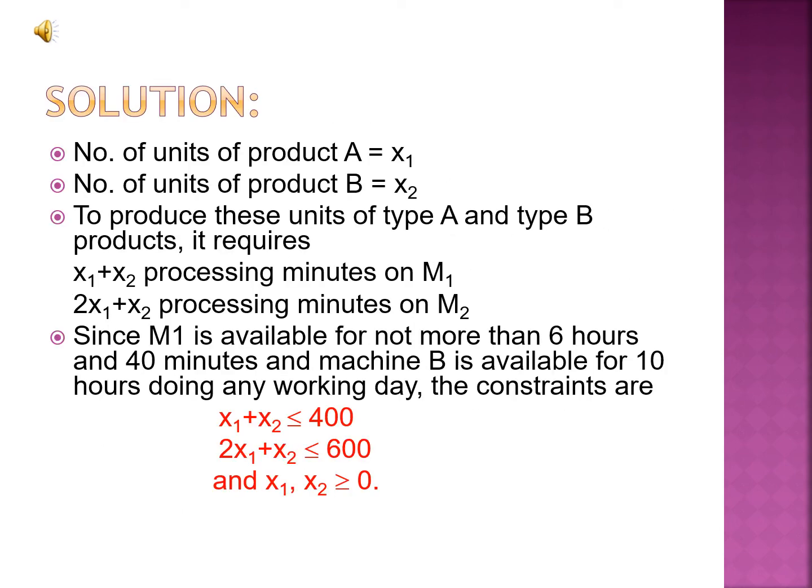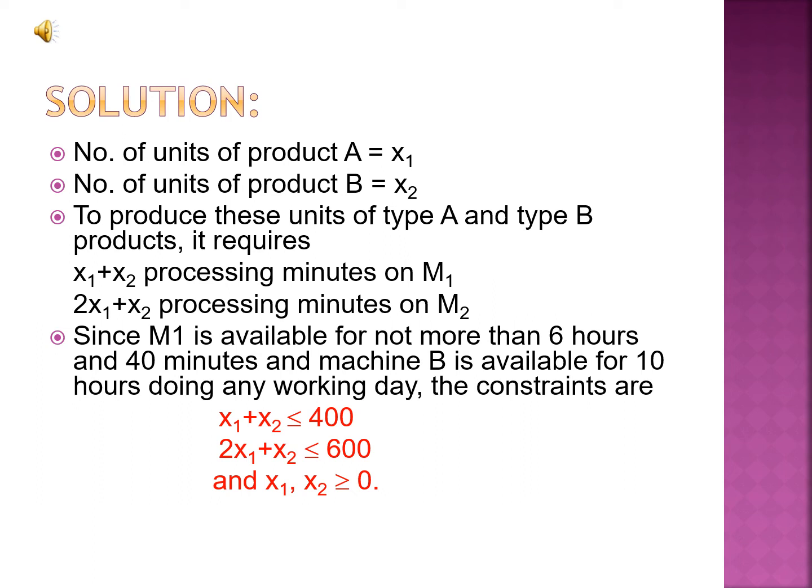Now we see the solution of the above slide problem. First of all, we assume the variables that are x1 and x2. x1 is the number of units of product A and x2 is the number of units of product B. To produce these units of type A and B products, it requires x1 plus x2 processing minutes on M1, 2x1 plus x2 processing minutes on M2.